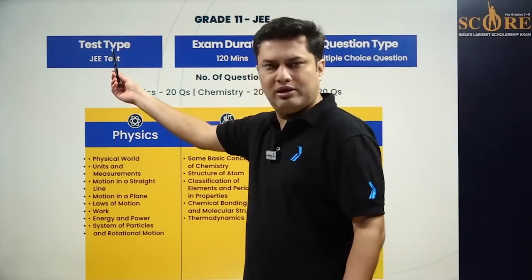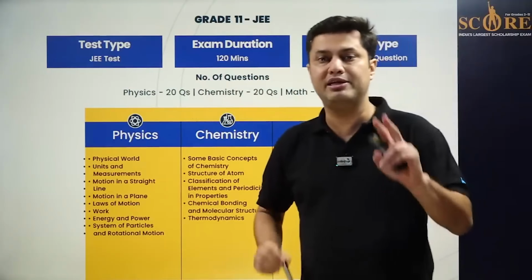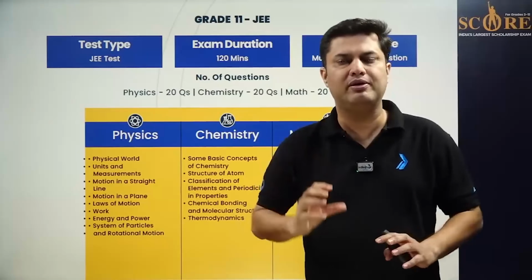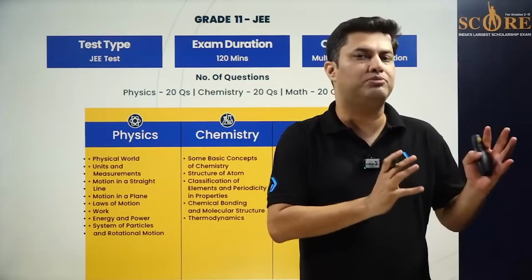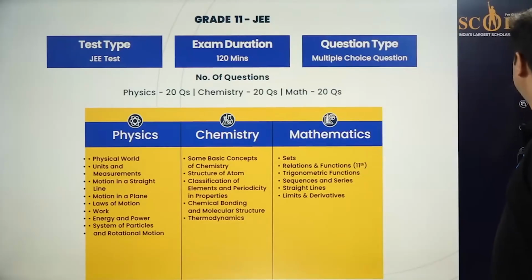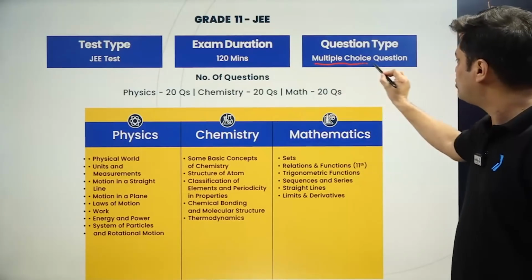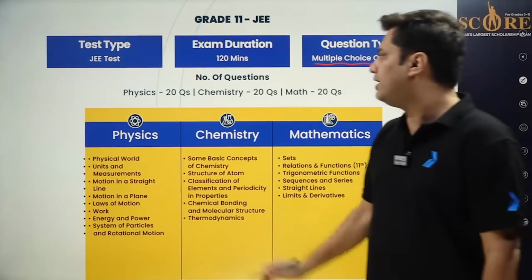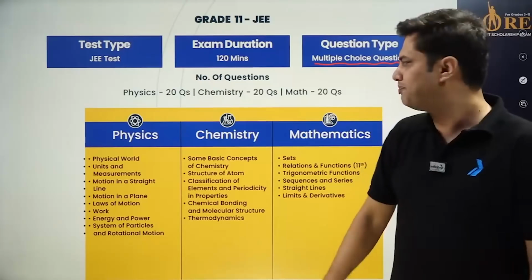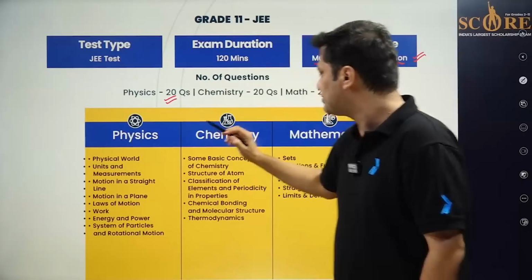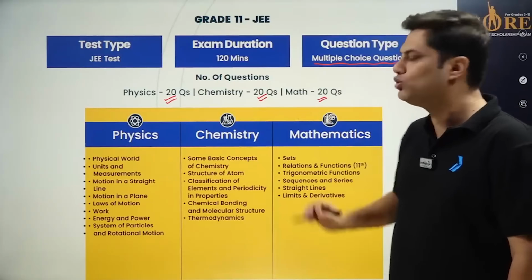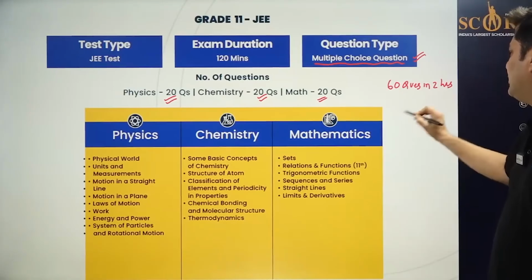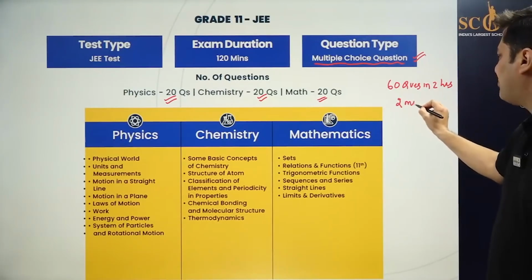So this is the JEE test. Duration of the exam is 2 hours, please note it down, and the questions will be multiple choice questions. That means an objective paper will come and only one option will be the correct option. So the exam pattern is, as you can see, and you can note down also, multiple choice questions. It's a 120 minutes paper, a 2-hour paper. Physics you will get 20 questions, chemistry 20 questions, and maths 20 questions. So basically 60 questions in 2 hours. That means you have 2 minutes to solve per question.